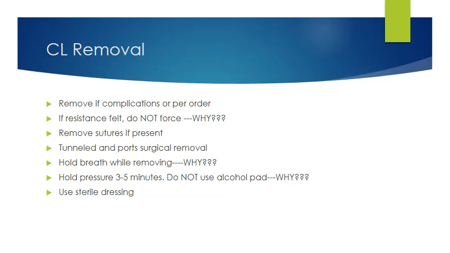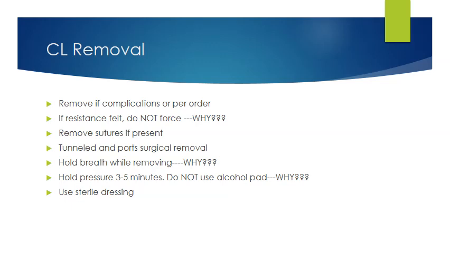Okay. Remove sutures if they're present. Again, you may or may not see those IJs that are put in, those non-tunnels. They do have sutures in them to hold them in until we take those out. And I already told you that the tunnels and ports are surgical removal. We want to make sure that we have the patient hold their breath whenever we remove them. The PICC lines, not so much. The IJs are the non-tunneled. Those are the ones that we want to have our patient hold their breath.